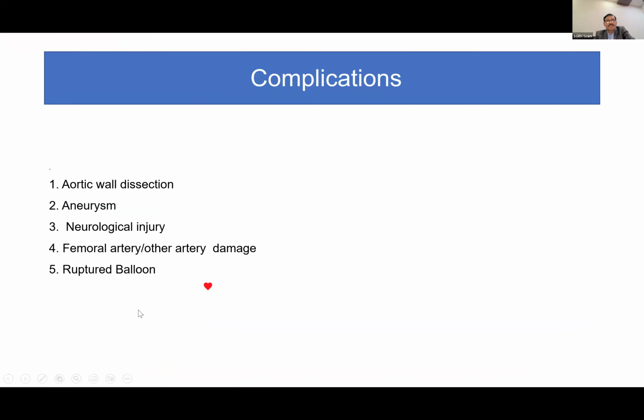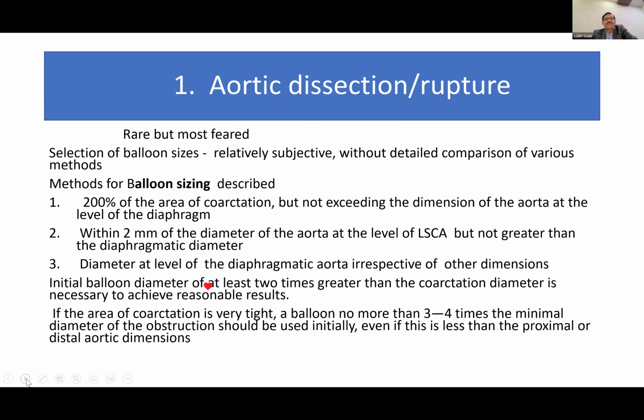A few of the complications I will try to discuss with you all. One of them is aortic wall dissection. One is aneurysm, then neurological insult, arterial damage, and ruptured balloon. Five main complications with the coarctation. We should learn how to handle these complications one by one. I will discuss this part. Aortic wall dissection. It's rare, but feared. When this happens, you are in trouble.